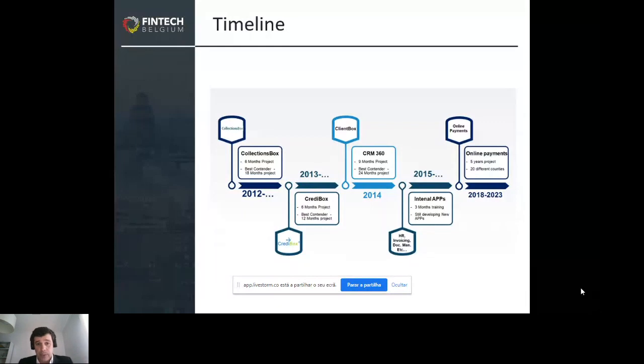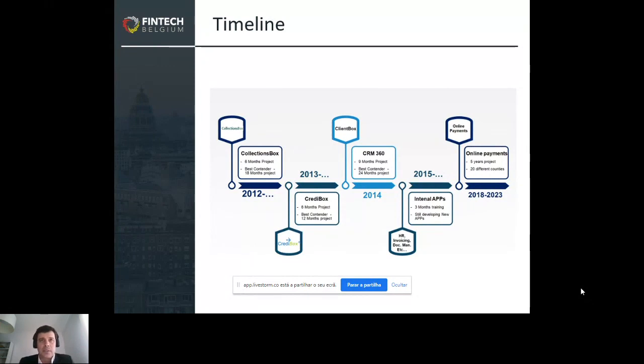And we started with the CollectionBox, which was the first project that we made. Just for you to understand the difference, the best contender proposed an 18-month project. No one believed that 6 months was possible, because of the complexity of the solution, and we just did it. And because we did it, we started the Creditbox, which also had 6 months. And the best contender to do the project proposed 12 months in other technology, with some products that are already in the market also.